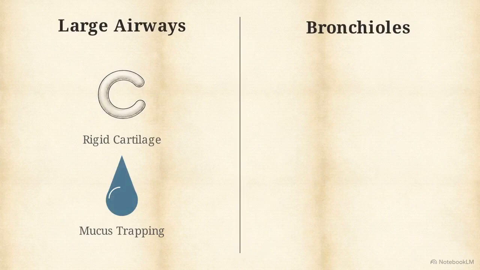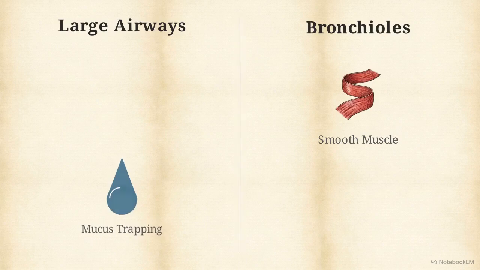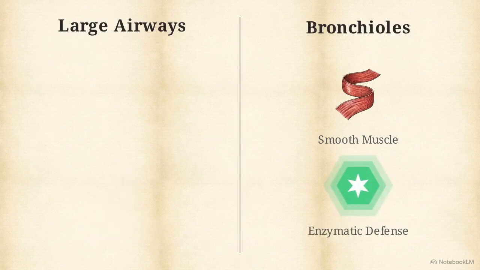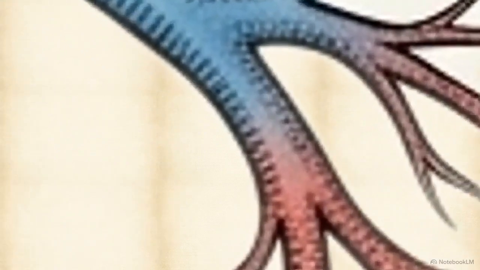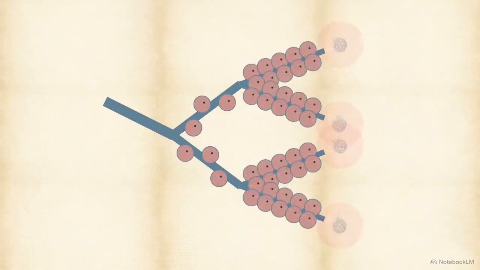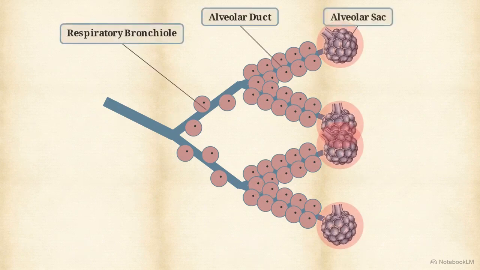The bronchiole is a vital transition point. It trades rigid cartilage for dynamic muscle control and swaps physical mucus trapping for localized enzymatic defense. Finally, the pathways open into the deepest respiratory portion of the tract: the respiratory bronchioles, alveolar ducts, and alveolar sacs. Here, the exclusive physiological goal is pure gas exchange.